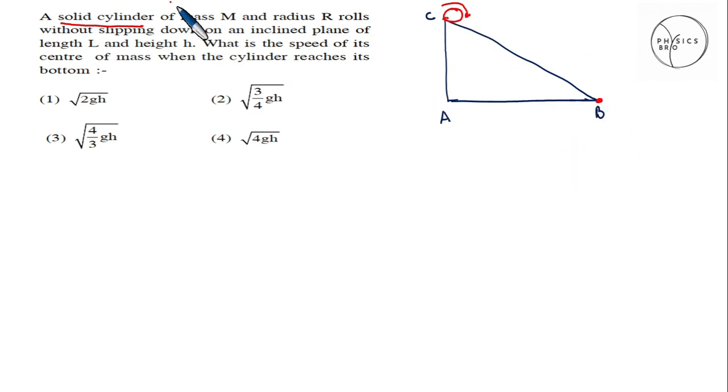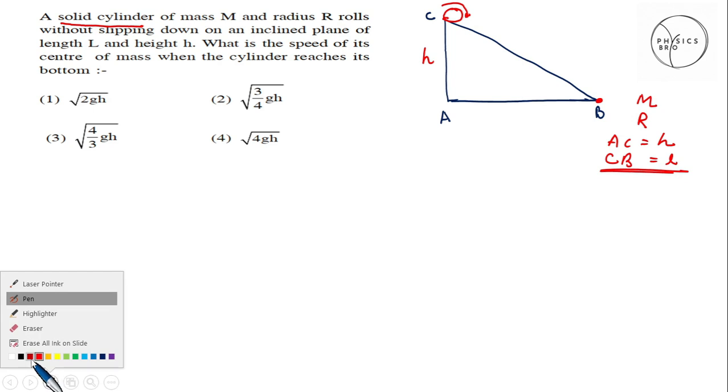We have some data: the mass of the cylinder is m and the radius is r. The height AC is given as h, and the inclined plane has length L. Length means BC or CB. I am writing CB because C is the starting point. This is our data, and there is nothing else.